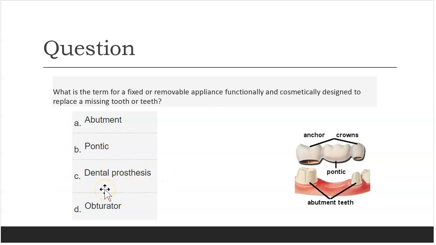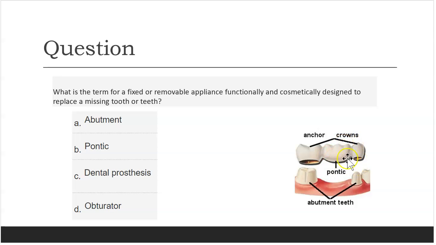Dental prosthesis is a fixed or removable appliance that replaces, so it is there to what? To replace a missing tooth, like this area here, or even many missing teeth, like dentures. An abutment, what is an abutment? It's a tooth or root or implant that's used for support and retention of either a fixed or removable dental prosthesis. So this is an example of an abutment tooth, which will support the missing tooth.